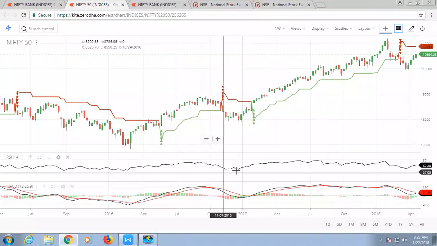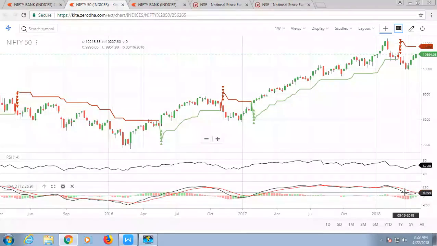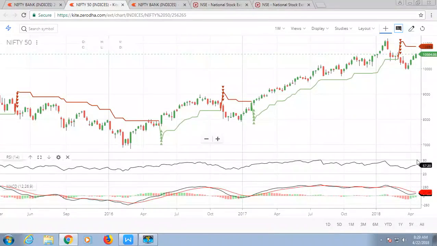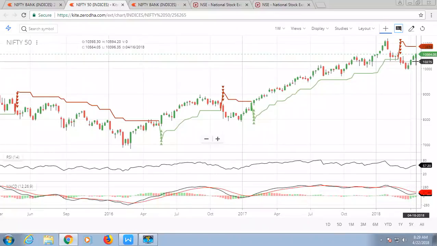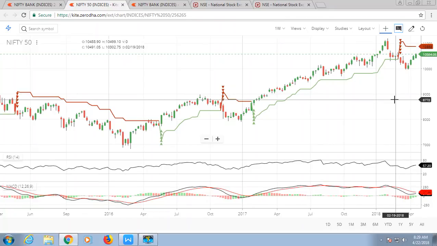Now if you check the RSI indicator, it is at 57, which is neutral, and the MACD line is just below the signal line. It means MACD is showing negativity or a downtrend on the weekly chart for the Nifty, but on RSI and candlestick it is looking good. So we can say Nifty is bullish for the week, or if it is not bullish, then it may remain flat for the week.